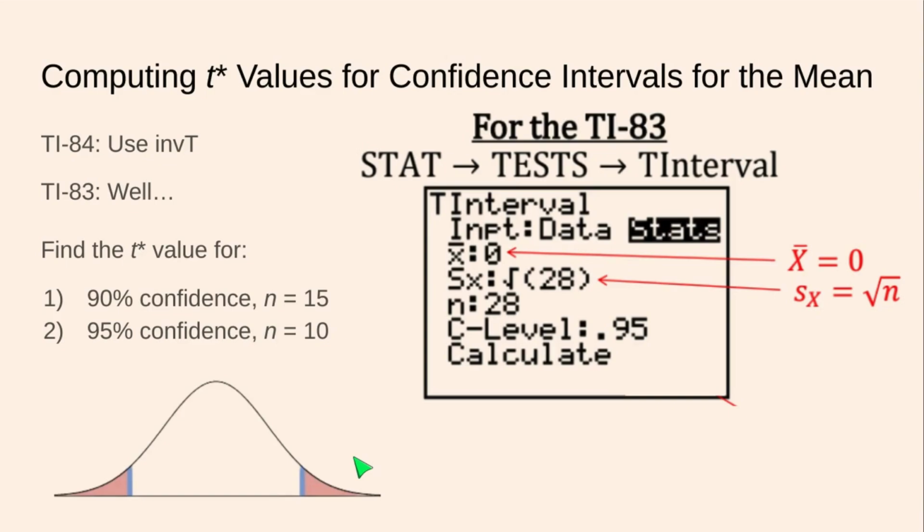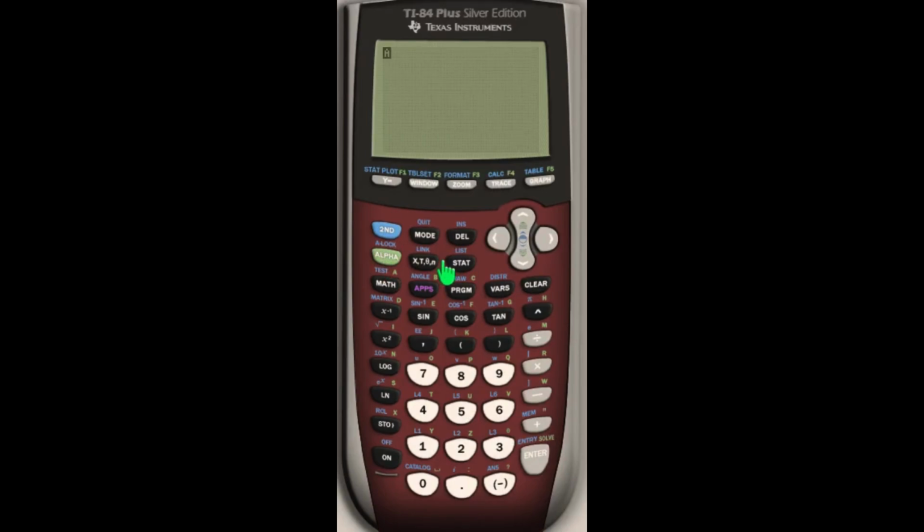So we will now go to the calculator, and first we're going to find a T-star value for 90% confidence, n is equal to 15, and then we'll find 95% confidence, n equals 10. Then I'll show you the other method over here for older calculators. If you have an older calculator, we'll do both T-star values there as well. And if you don't have an old calculator, you can feel free to skip right on to the next section of the video. Okay, it's calculator time.